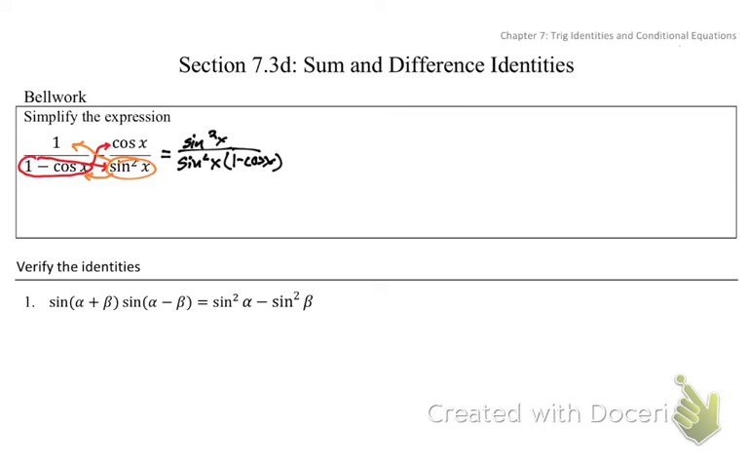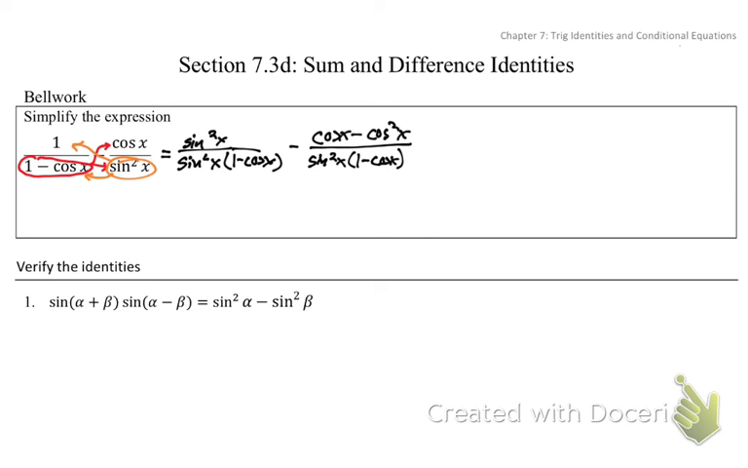Then we're going to be quiet for a second so I can finish this. We are going to realize that I'm multiplying this whole thing by cosine x. So I'm going to shortcut this a little bit by already distributing it to both things. So I'm going to have cosine x times 1, and I'll have cosine x times this negative cosine x, which is going to give me cosine x minus cosine squared x. Then on the bottom, I have sine squared x times 1 minus cosine x.